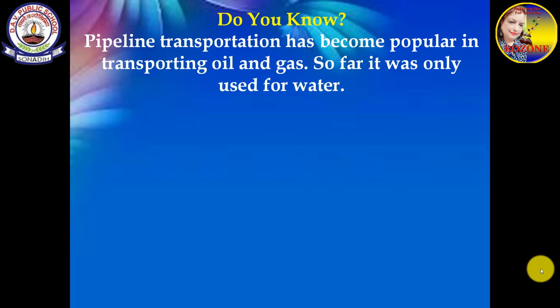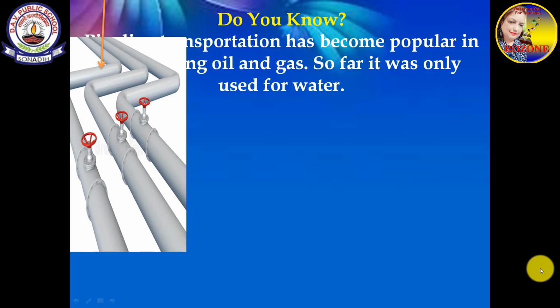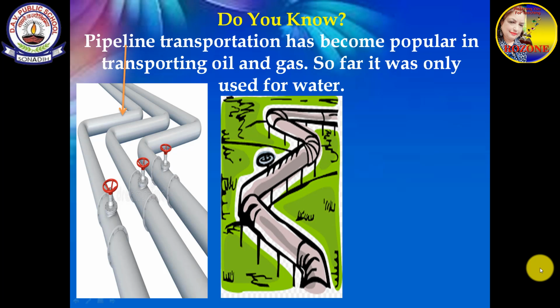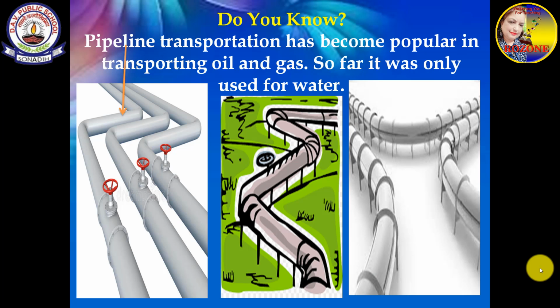Do you know pipeline transportation has become popular in transporting oil and gas? So far, it was only used for water. So, these are the pipelines, and through these pipelines, transportation has become very easy, especially of oil and gas. Earlier, these pipelines were used only for water, but now transportation of gas and oil is done through these pipelines, and it has become very easy for us.